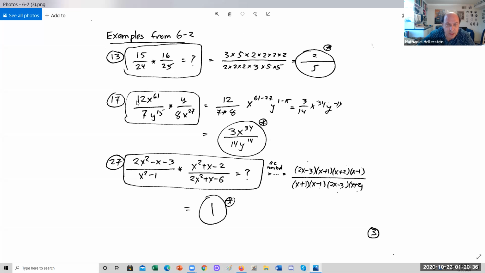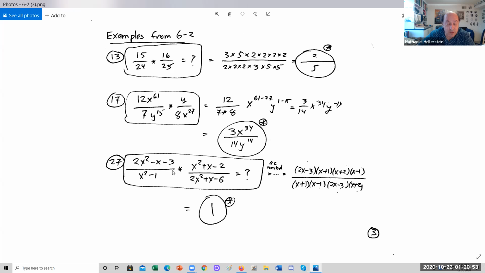Now, here, 12x to the 61. Oh my goodness, I already did this one. Oh, how silly. Well, you get the same as before: 3x to the 34 over 14y to the 14. I'm surprised I did this twice.